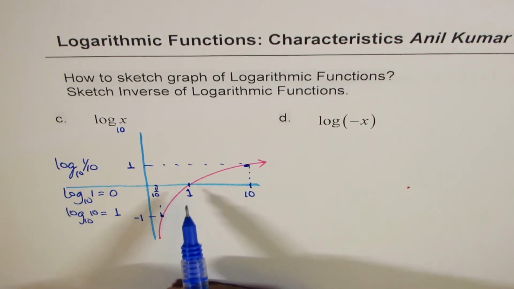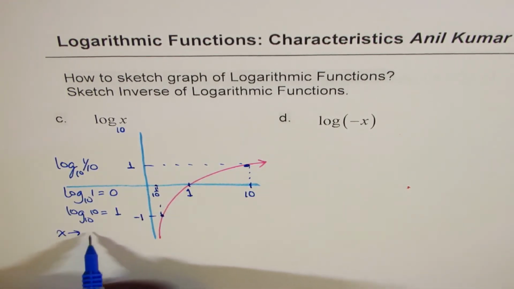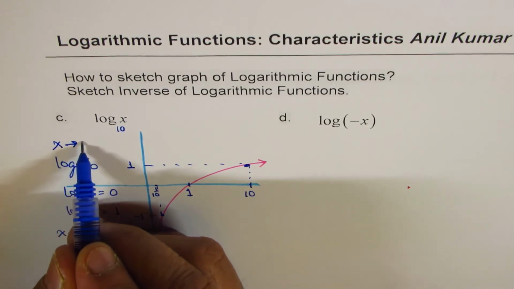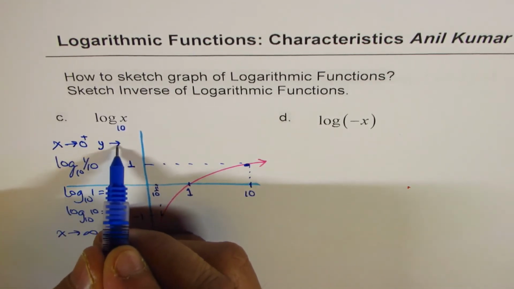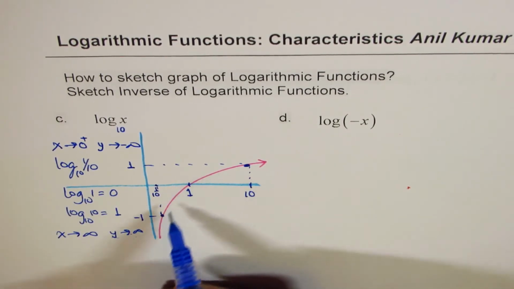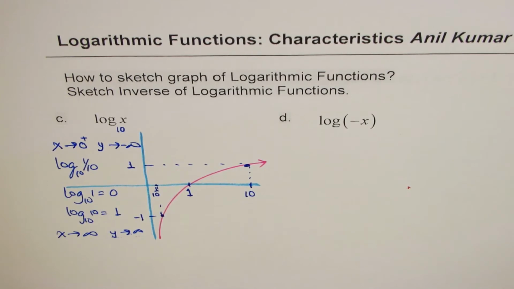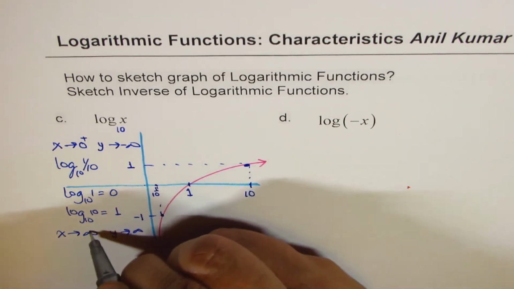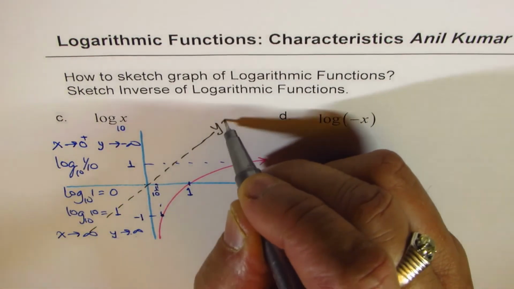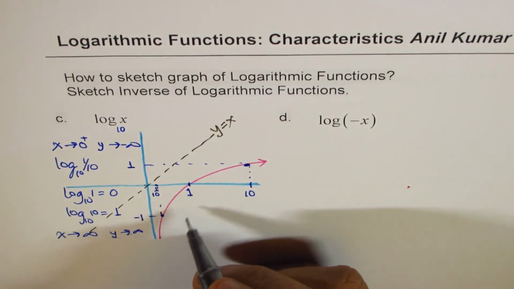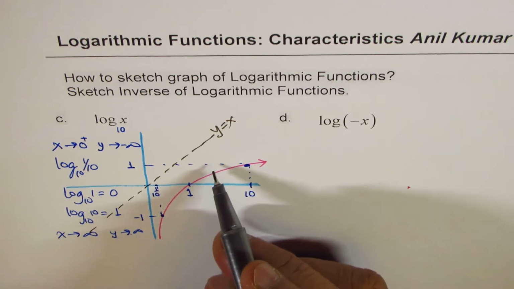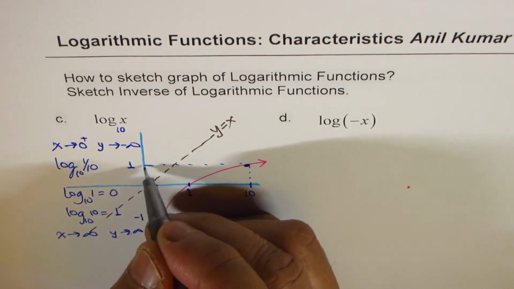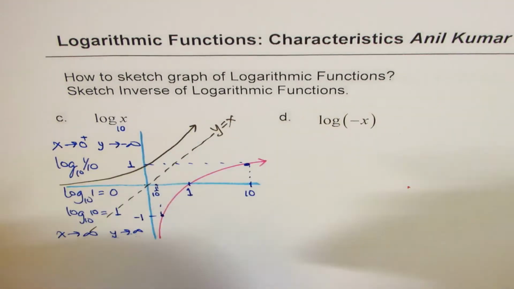The other points which we need to consider is that when x approaches infinity, then y also approaches infinity, and when x approaches 0 from the positive side, y approaches negative infinity. Do you get it? So that is how your function can be sketched, correct? Now you can always reflect this on y equals x to get your graph for the inverse of this function. Is it okay? So that is how we'll make the inverse of this function, correct? So kind of like this. So the vertical asymptote now changes to horizontal, and we'll have a graph like this.